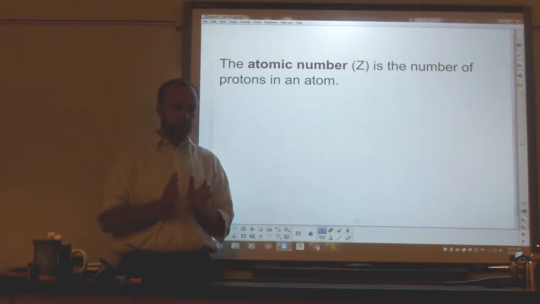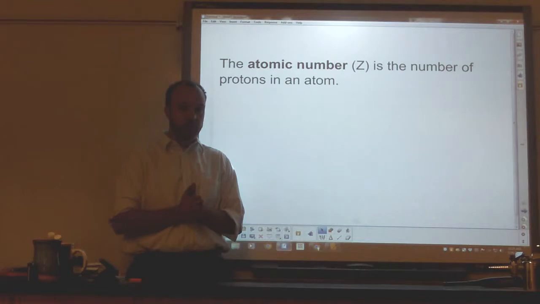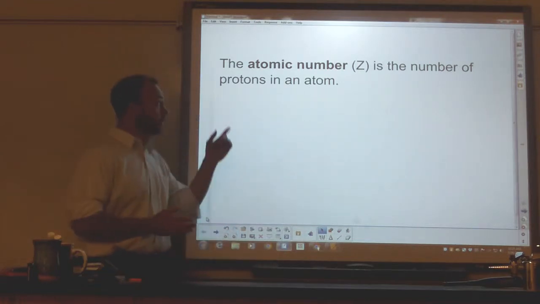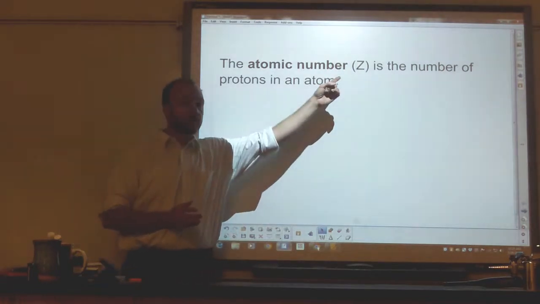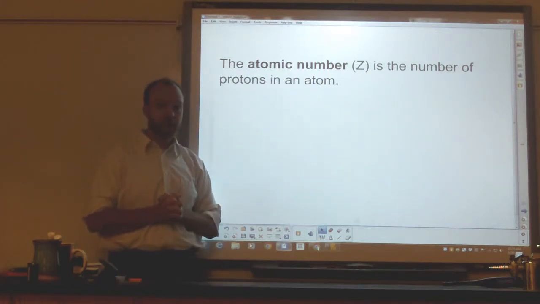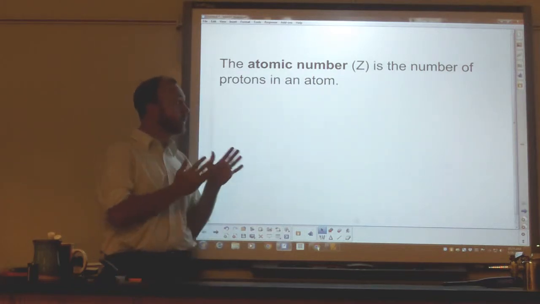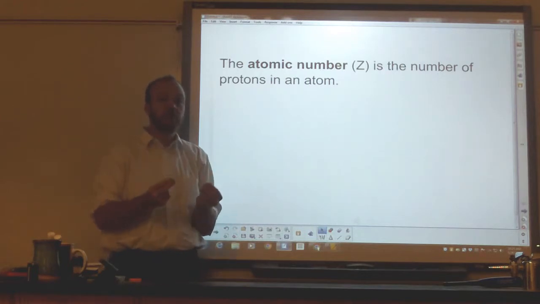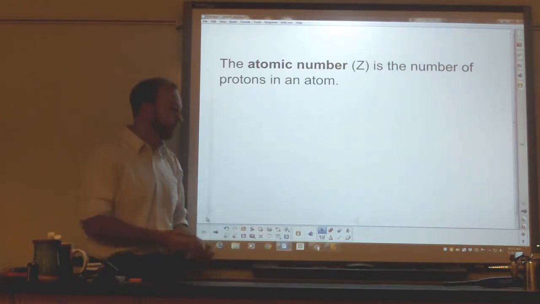The number of protons determines what type of atom it is. If you know how many protons an atom has, you know what kind of element it is. And we call that number of protons the atomic number. The atomic number, and we use the symbol Z for atomic number, is the number of protons in an atom. The reason we call that the atomic number is because it determines the type of atom.